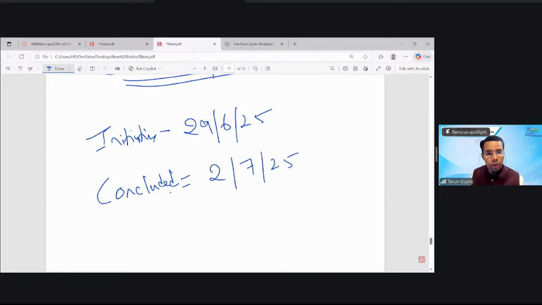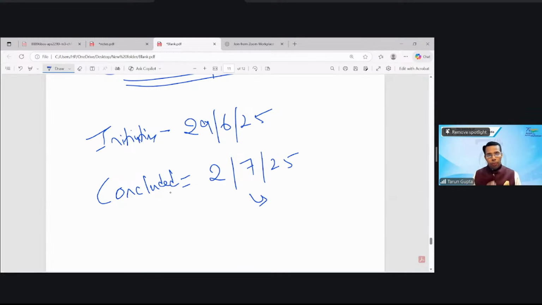So it started on 29th June and concluded on 2nd of July. The day on which the search is concluded, we call it the date of execution of the last authorization. Okay, thanks. So what's the block period?